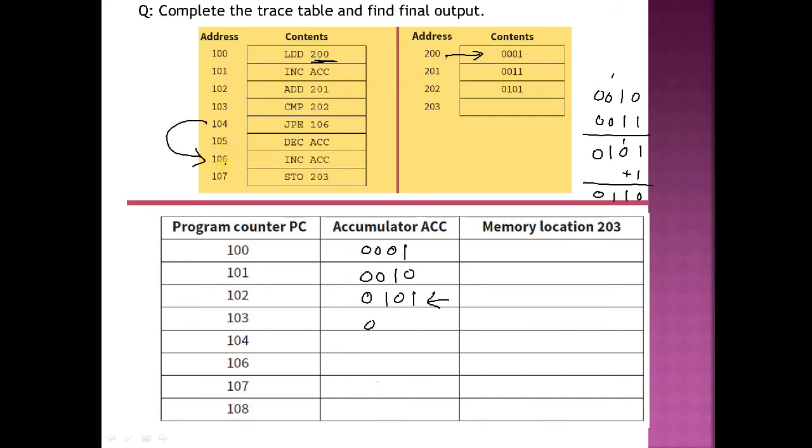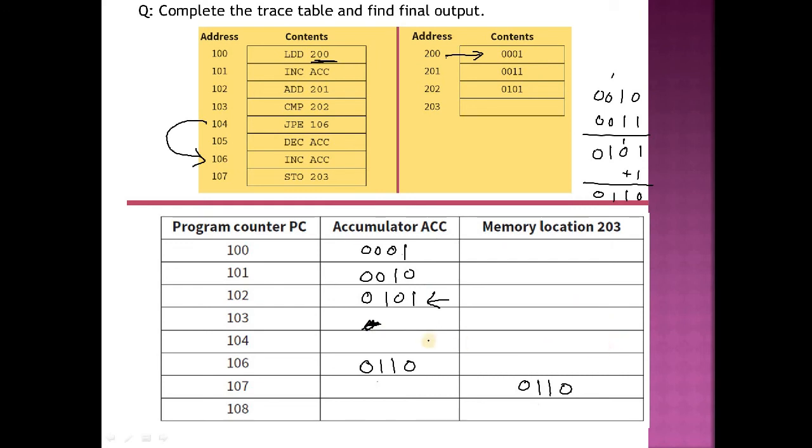So at 106 it will increase the value of the accumulator. The value has been increased here to 0110, and it will be stored at position 203. So 0110 will be stored here. This is the end of the program. So at the end we have this position in our trace table.